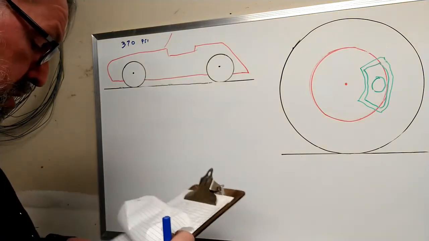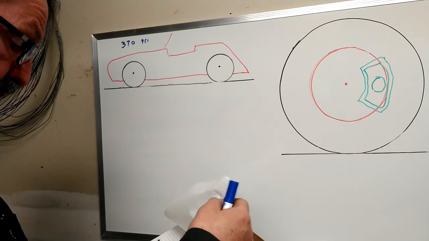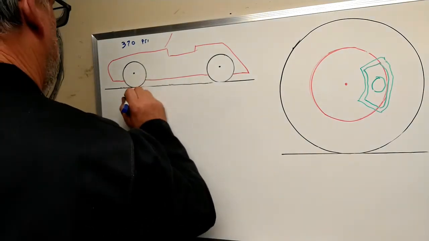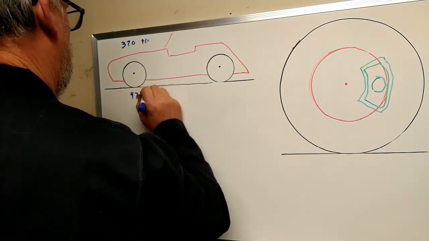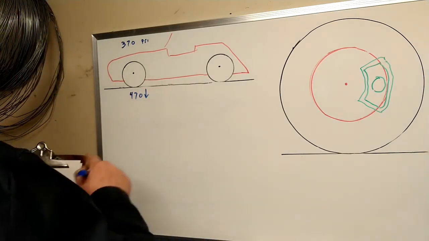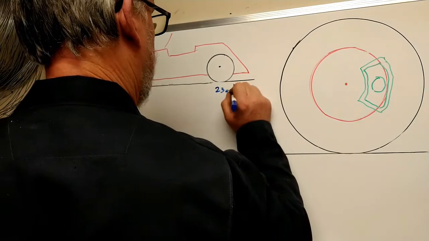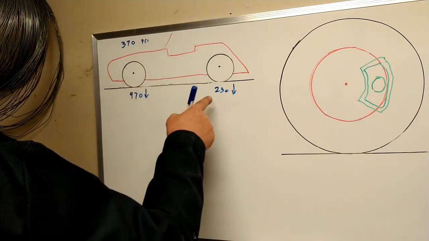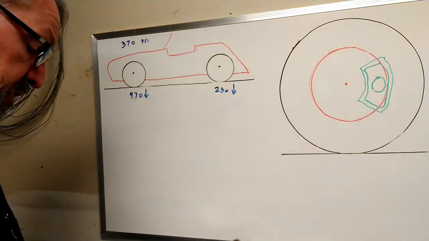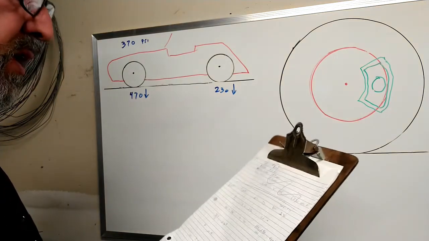That was 470 pounds here, pushing down. And then this one here is going to be 230 pounds. So that number is different. The other number that's different is the area of the pistons.